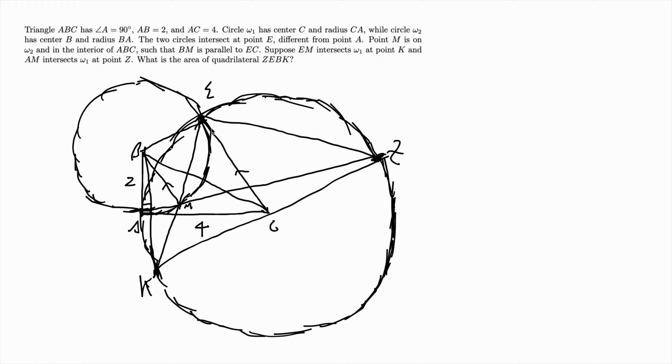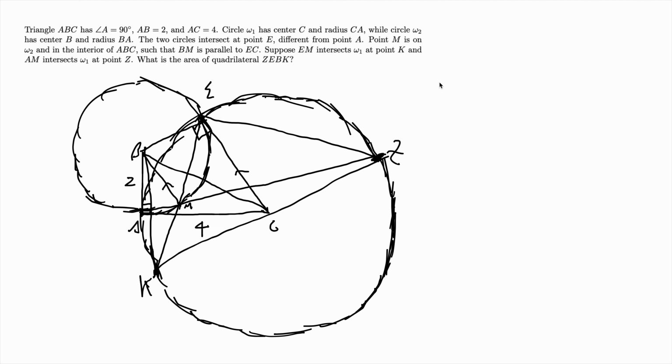So let's start with basic observations. The first thing that I noticed is that since triangle ABC, this triangle right here, is a right triangle, BEC must also be a right triangle like this. So this angle right here is a right angle. The reason is that EC is the same as AC because it's a radius of omega sub 1, and AB and BE are the same because they are radii of omega sub 2. They also share BC, so by SSS congruence, triangles ABC and EBC are congruent.